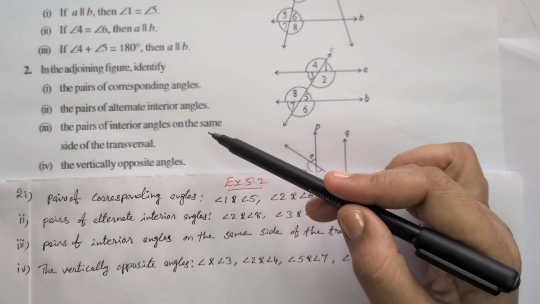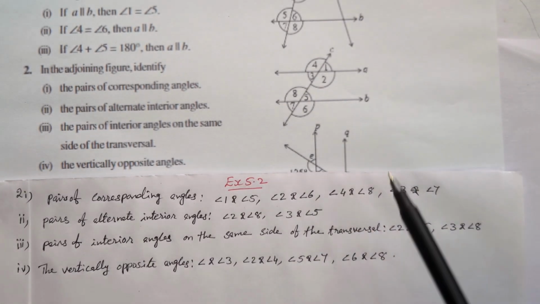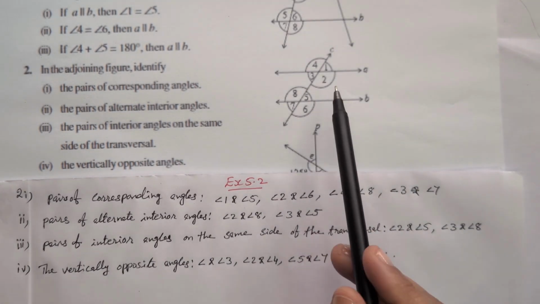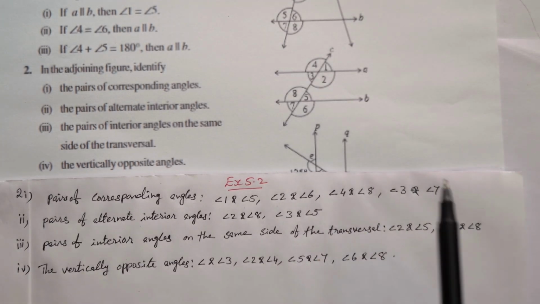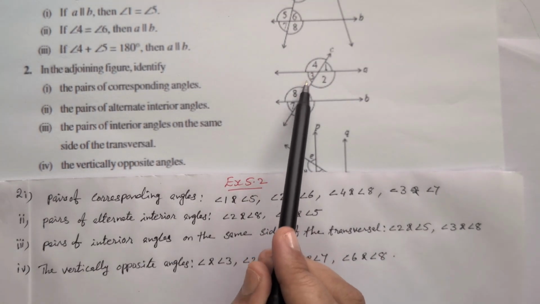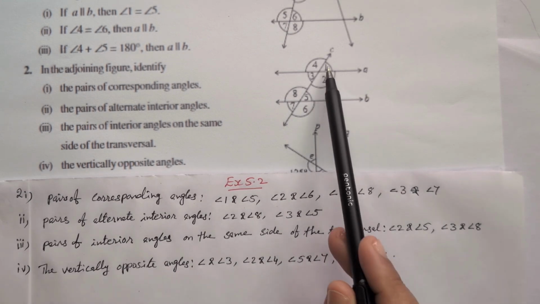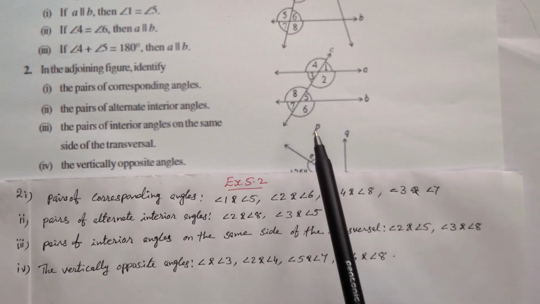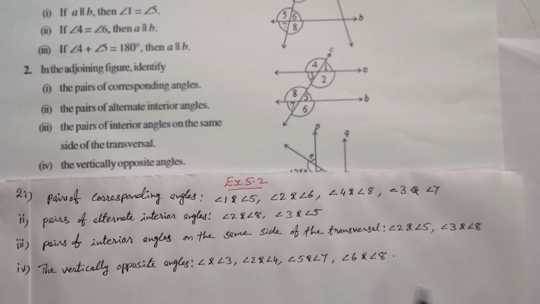Then a pair of interior angles on the same side of the transversal. We can see 2 and 5 are on the same side of the transversal, and in the same way 3 and 8. Then vertically opposite angles. Here we can see 1 and 3, 2 and 4, 5 and 7, 6 and 8 are vertically opposite angles.